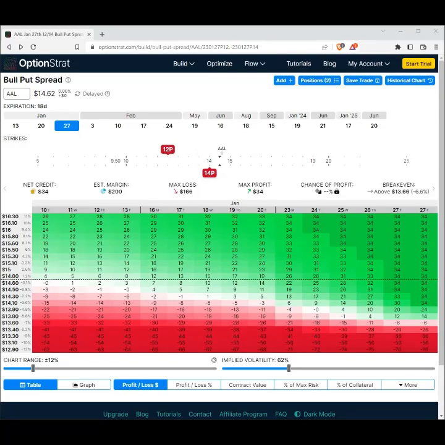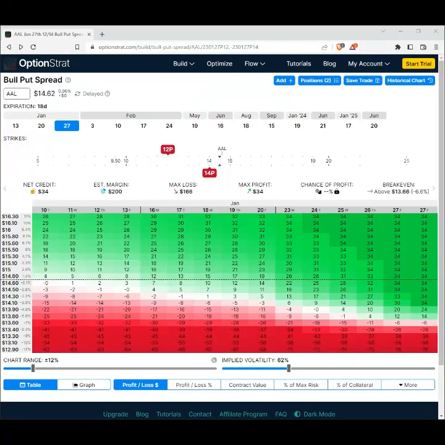But suffice to say that a bull put spread can be a useful tool in taking a profit on an anticipated bullish expectation that you have on a particular stock without having to put up the kind of collateral that you might have been required to put up to get into a cash secured put transaction.